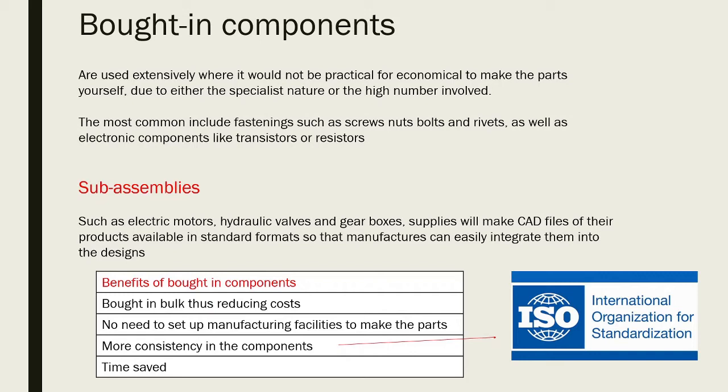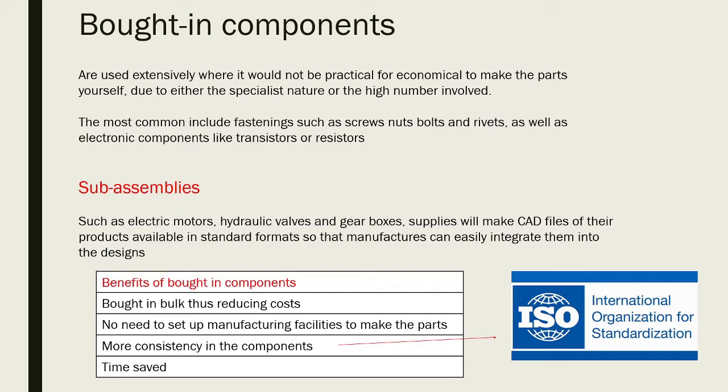The only exception to that is vertical in-house production, where if they're doing certain projects, it may be financially worthwhile, so in their factory they may set up another production line to do it. But for the most part, it's just not practical. You then have sub-assemblies, such as electric motors, hydraulic valves and gearboxes for cars. Suppliers will make CAD files of these products available in standard formats, so that manufacturers can easily integrate them into their designs.